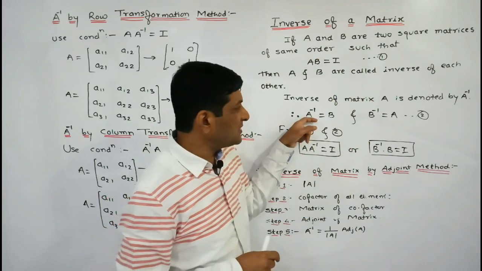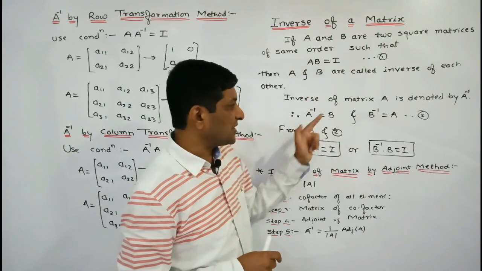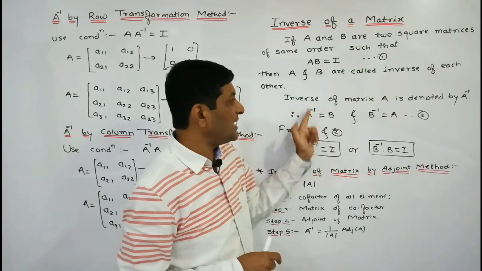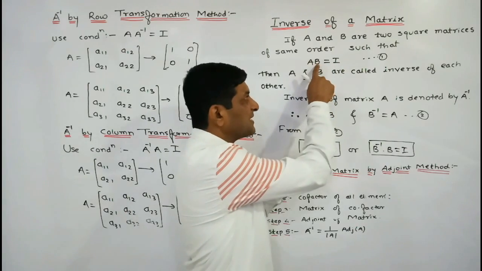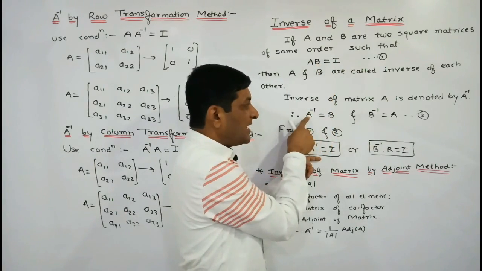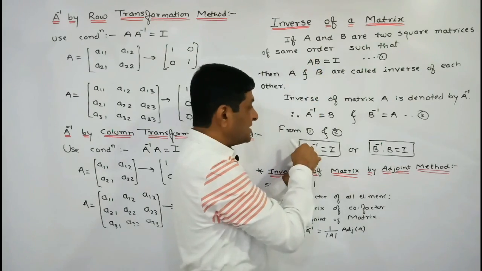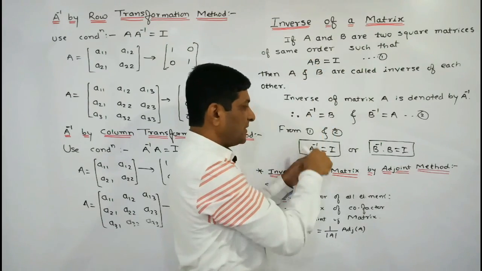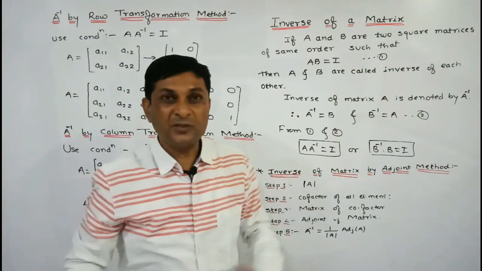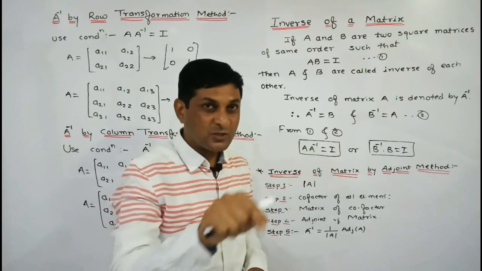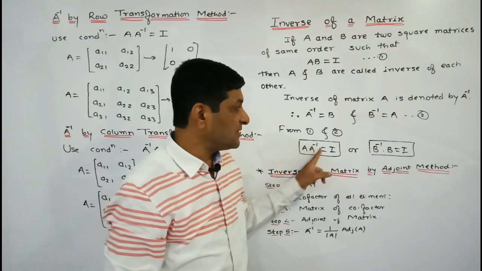Now if I substitute this value of B in this expression, replacing B by A inverse, what will we get here? A into A inverse is equal to I, because B can be replaced by A inverse. So A stays as it is, but B is replaced by its value A inverse. On this side I keep it as it is. What important expression are we getting here? The multiplication of a matrix with its inverse is the identity matrix.